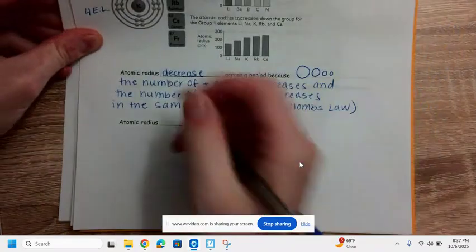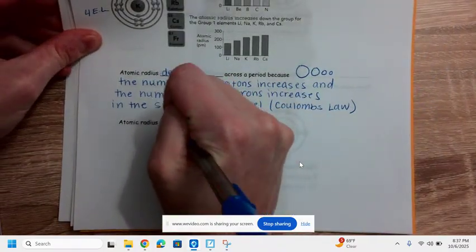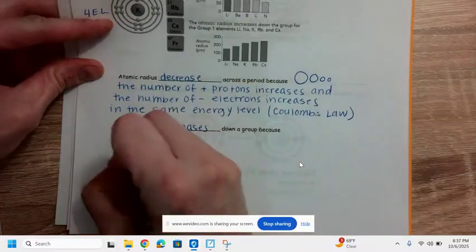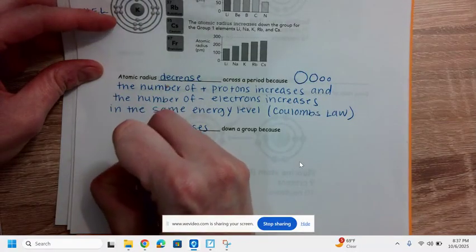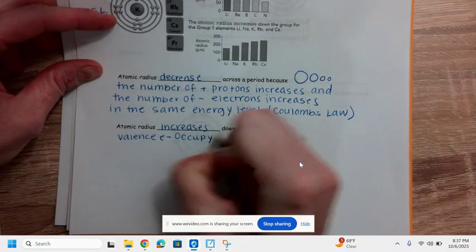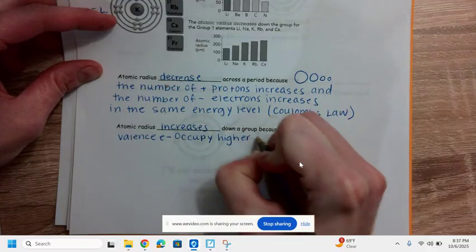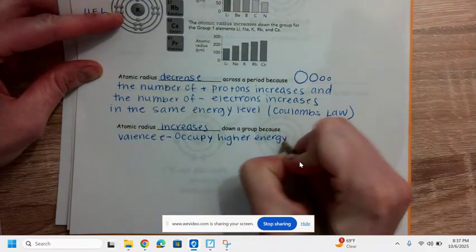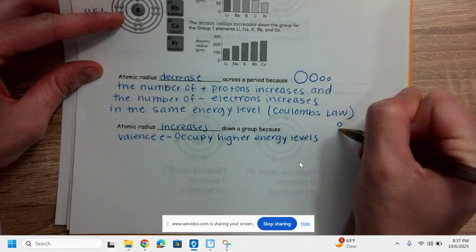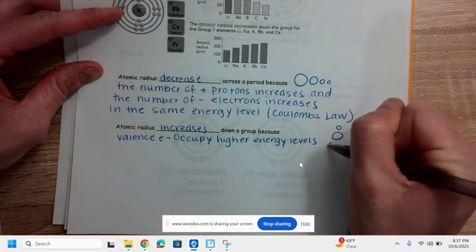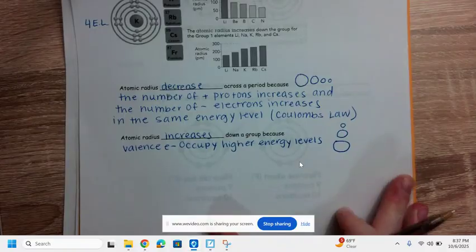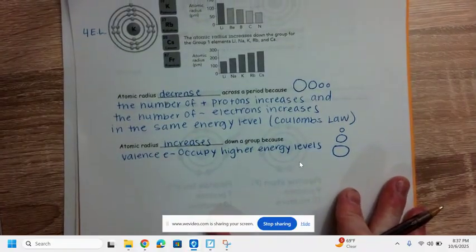So we're going to go atomic radius increases down a group, and that's because your valence electrons, which are your outermost electrons, occupy higher energy levels. So if you wanted to draw it in a picture, it kind of looks like a little snowman. They get bigger as you go top to bottom. So that's atomic radius. It's the internuclear distance.